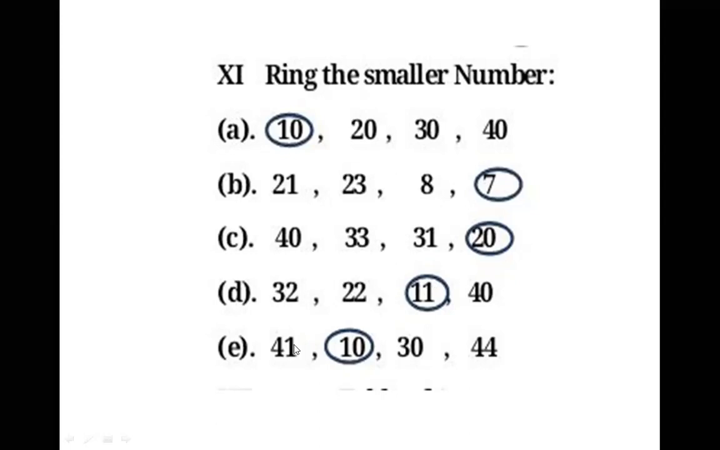Now number E. See here, 41, 10, 30, 44. You can see the numbers 4, 3, 1, 4. 4, 1, 3, 4. So, which is smaller? 1 is smaller. So, we have to circle the 10. We have to circle 10. Yes? Yes. Now, see here.